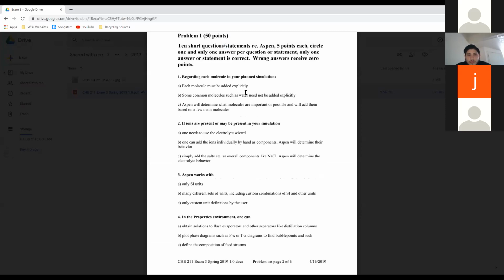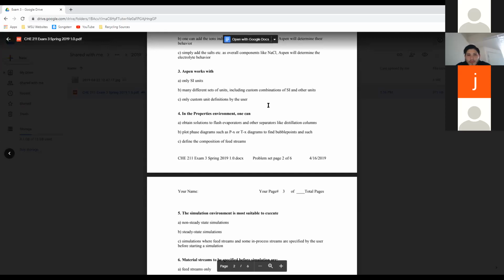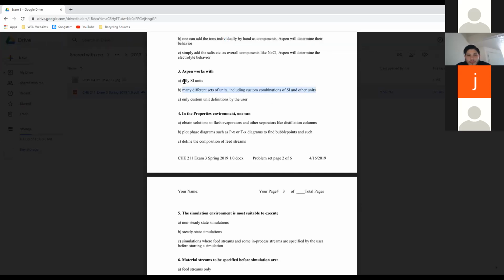I've used Aspen for quite a while, but I will say that I'm not Dr. Fromm. I have not used this for 30 years, so this is just the best of my ability. But some of these are pretty give and take. Like this one, you know for a fact that you can't only use SI units, because we've used other units before.